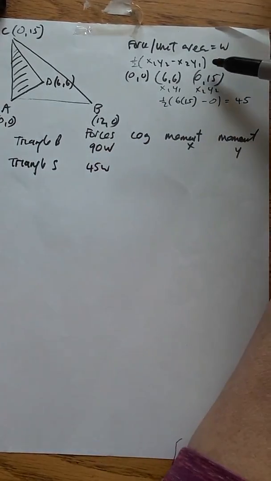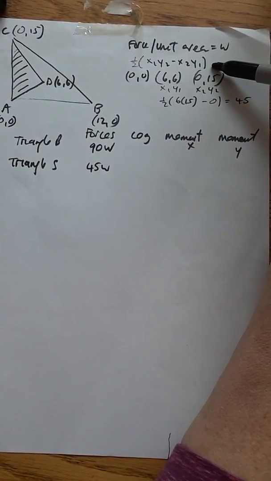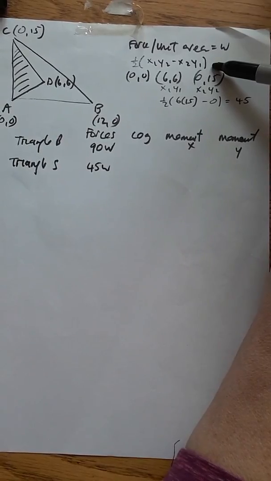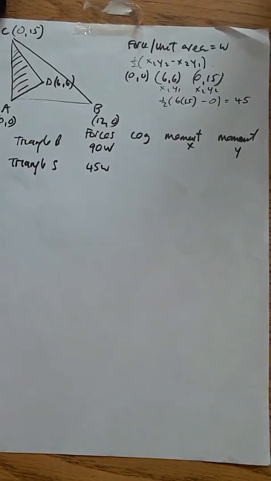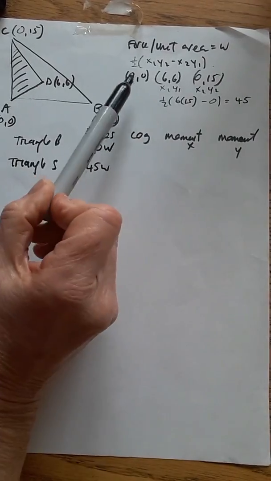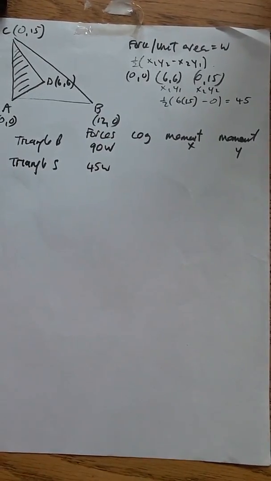So check out, make sure you know where you got that formula from. It should be in your log tables. It's a geometry formula. When you're given vertices of a triangle, you can find its area. And if one of them is 0, 0, it makes it nice and handy.